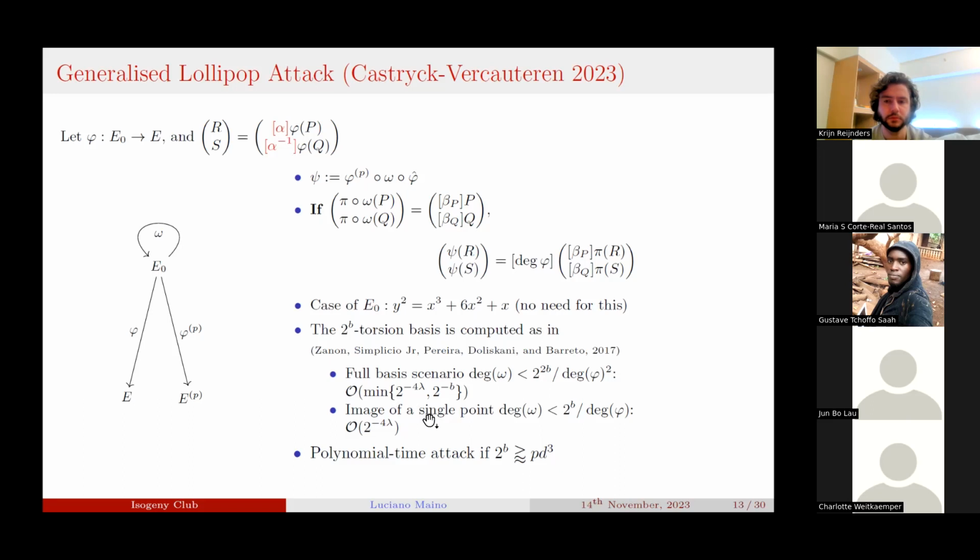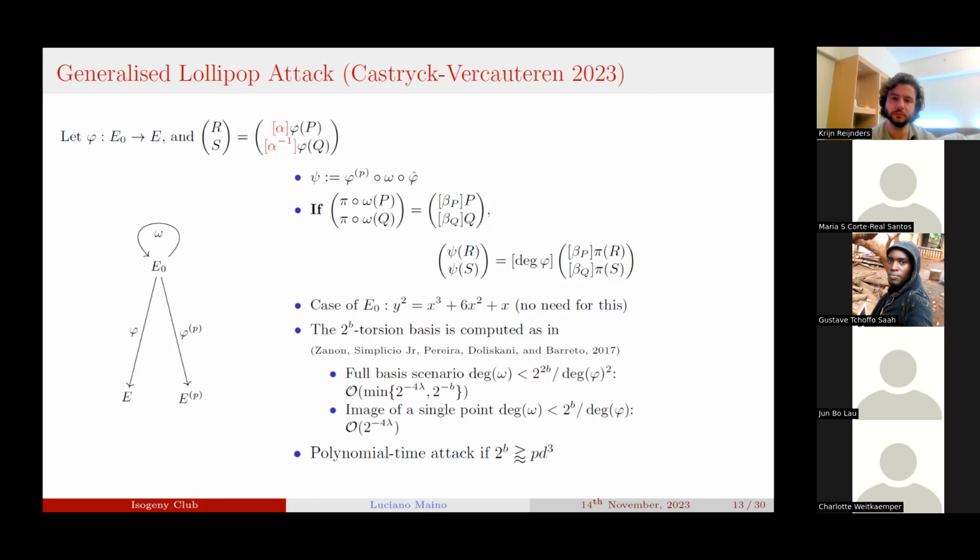I mean, rather than looking at P and Q such that both of them are eigenvectors, they also look at when just one among P and Q is an eigenvector for this endomorphism. And then they study the ratio between all the possible bases such that one among P and Q is an eigenvector for this endomorphism, and the degree of omega is smaller than 2 to the b over degree phi, and they compute this ratio over all the possible 2 to the b torsional bases. And again, they estimate this to be big O of 2 to the minus 4 lambda. So again, the probability of having such a basis is extremely low.